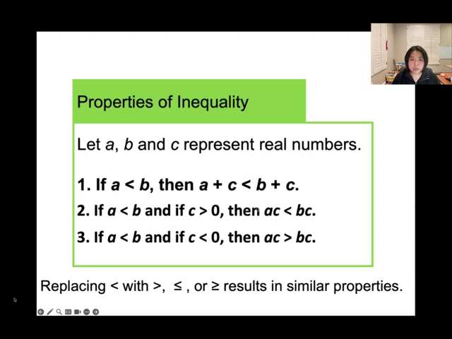And this is my example using strictly less than. You also can replace the strictly less than with greater than, less than or equal to, or greater than or equal to. You will have similar properties.